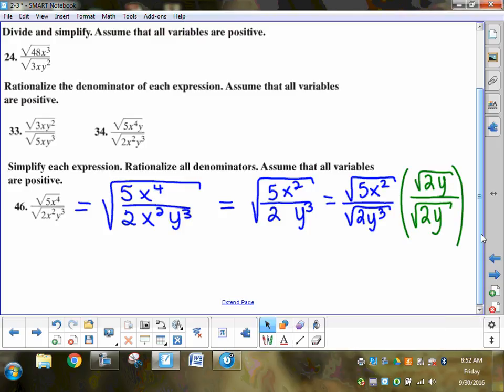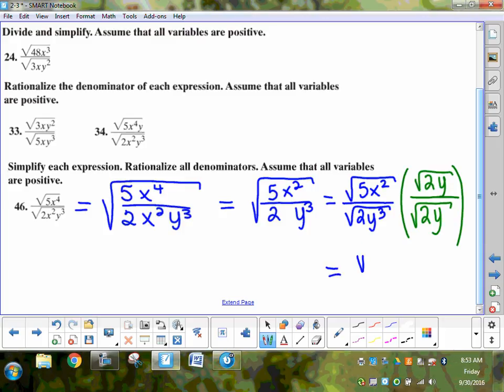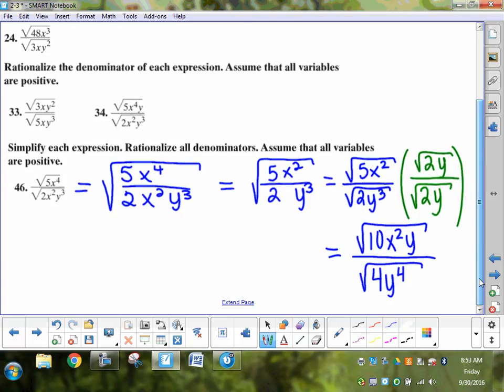Now watch what happens. As we go across in the numerator, there's no coefficients, there's 1s there. What do I get when I multiply my radicands? 5 times 2 is 10. Then I've got x squared y. All over down below, I'd have the square root of 4y to the 4th.